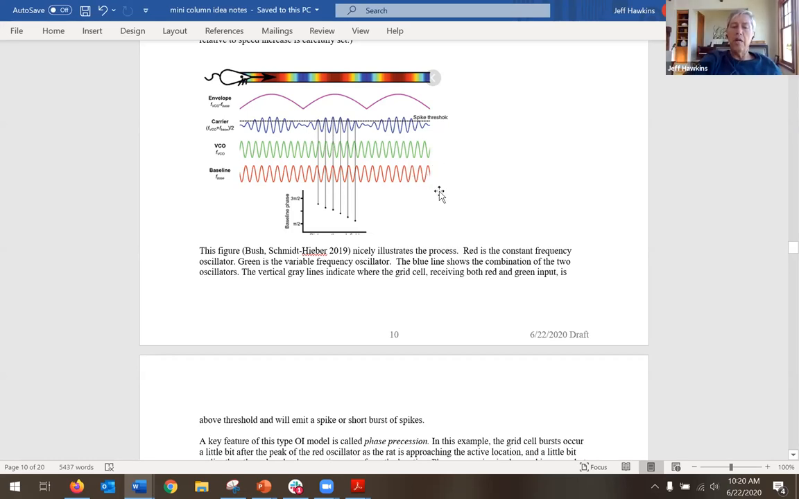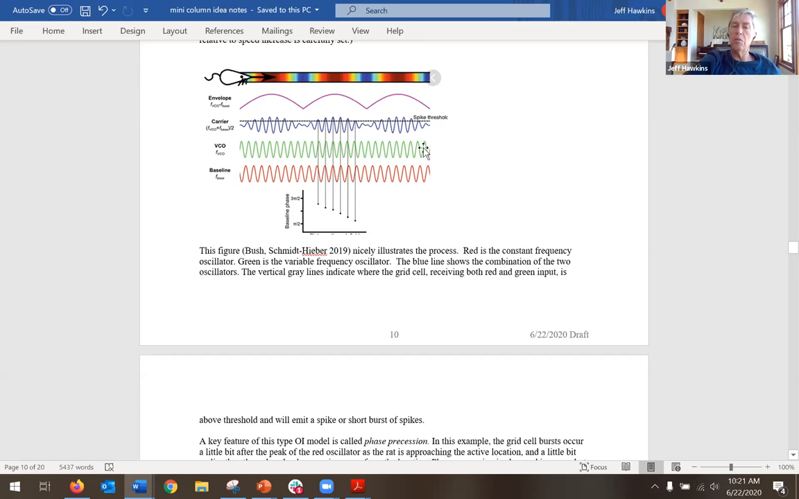I showed this figure last time. This was a nice illustration of the basic idea of how a grid cell is created using the oscillatory interference model. Hopefully everyone will remember this. The basic idea is you need two oscillators. You need a baseline oscillator, which is in the red. That's your baseline theta. You need another oscillator, which is theta plus a small delta.